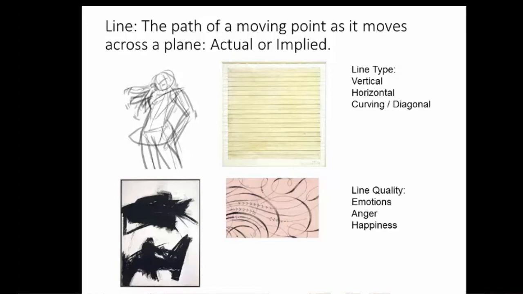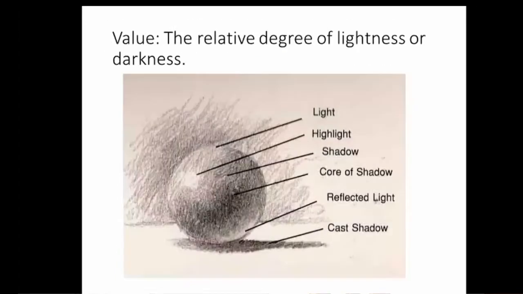Another way to influence the emotion with line is to look at line quality. And for example, on the left, the very heavy, aggressive lines suggest anger, whereas the very melodic and flowing lines on the right suggest happiness or joy. So again, the elements, the way they are used, can impact the emotional reading of the work you're looking at.